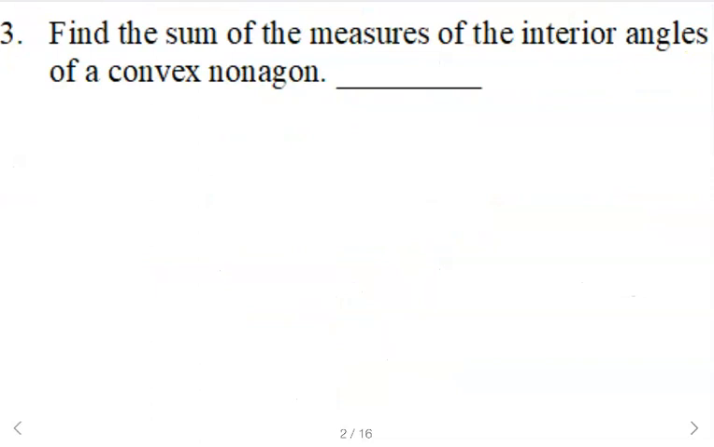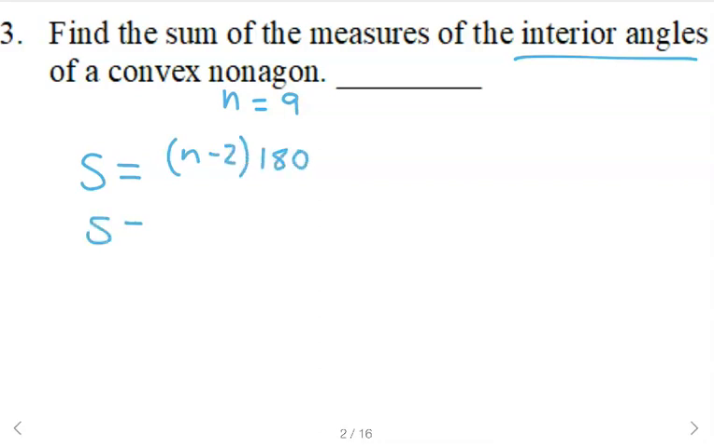Find the sum of the measures of the interior angles of a convex nonagon. A nonagon has 9 sides. So the formula we use for the sum of the interior angles is n minus 2 times 180. In this case, we're looking at 9 as the number of sides, so 9 minus 2.